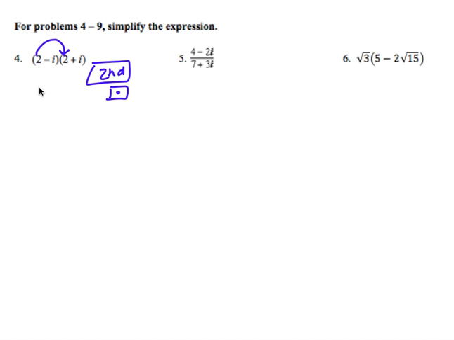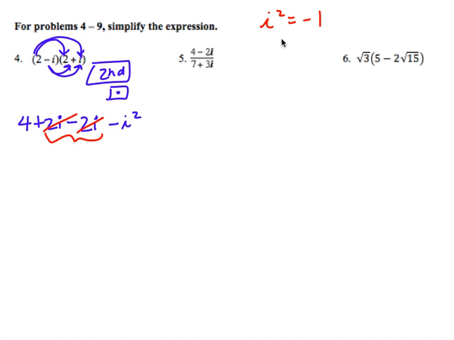You're going to distribute. 2 times 2 is 4. 2 times i is positive 2i. Negative i times 2 is negative 2i. And negative i times positive i is negative i squared. Now you have to remember some things about like terms. Positive 2i and negative 2i, they're just going to cross out. And i squared is equal to negative 1, so this can be replaced with a negative 1. Well, you've already got a minus in front of it, so minus a negative 1 would actually make it plus 1. So the answer was 5. A lot of you got 4.